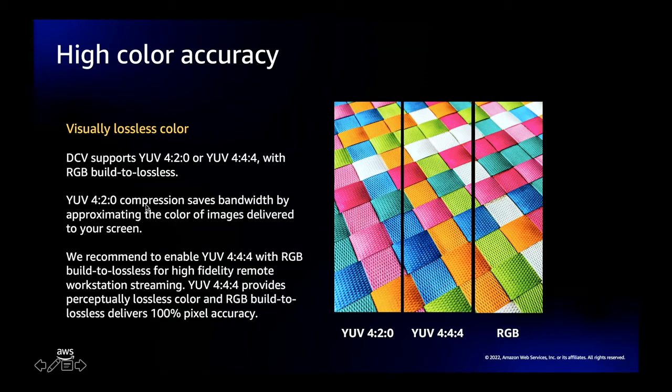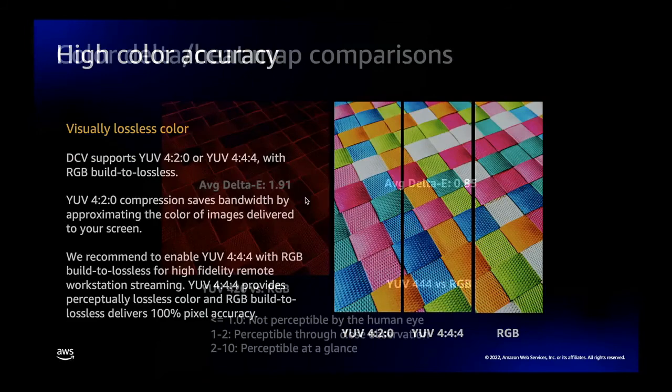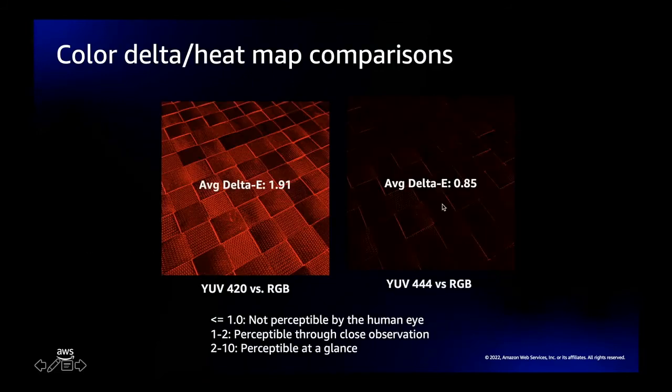Of course, for most use cases, we recommend YUV 420 because it really saves bandwidth. But for those high fidelity use cases like you have, we recommend to enable YUV 444 with RGB build to lossless. And here I can show you a heat map comparison of the difference between YUV 420 versus RGB, and 444 versus RGB.